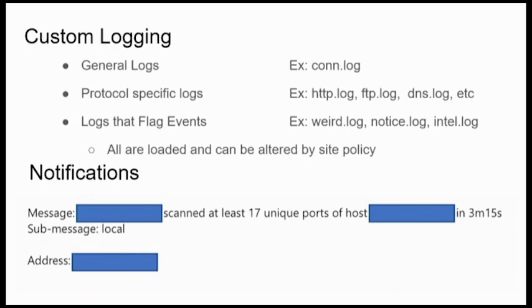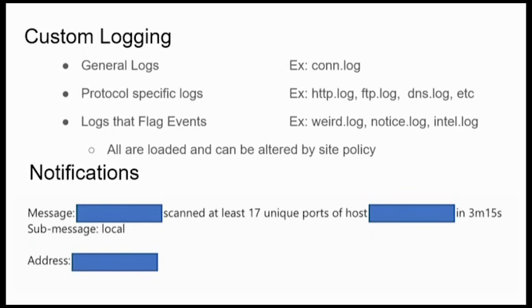Intel.log, that's where our threat intelligence hits go. So if you look through this, you'll see basically anything that's been hit upon. All of these are once again loaded and altered by site policy. PULSAR is highly customizable, which is its benefit.